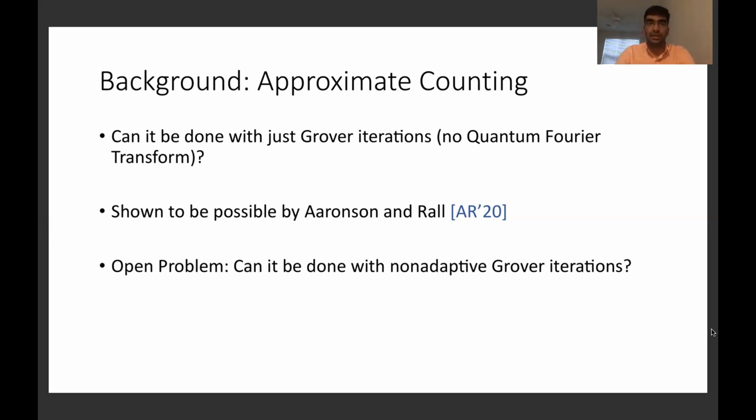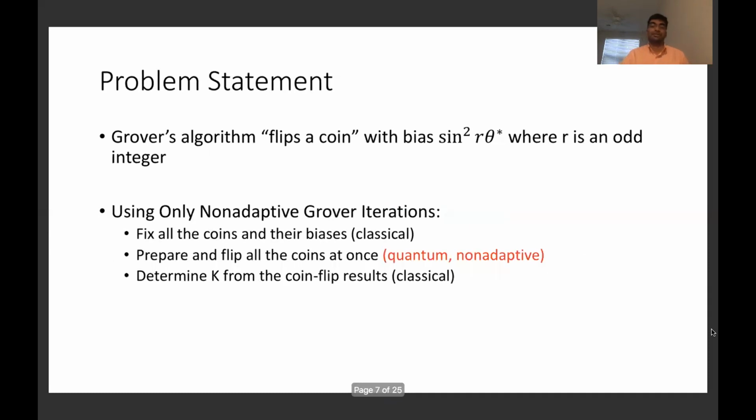Their algorithm only uses a sequence of Grover iterations in order to produce a 1 plus epsilon estimate of k with optimal query complexity. And they left an open problem of whether this can be done with non-adaptive Grover iterations. So their algorithm has a feature that the Grover iterations they use are adaptive. So first of all, what do adaptive Grover iterations and non-adaptive Grover iterations mean in this context?